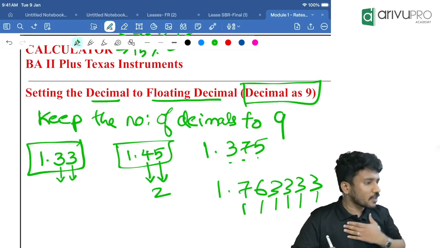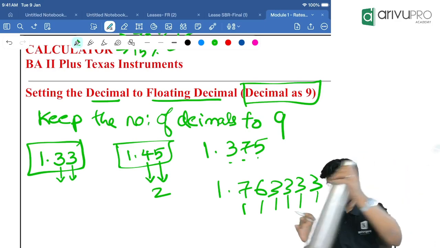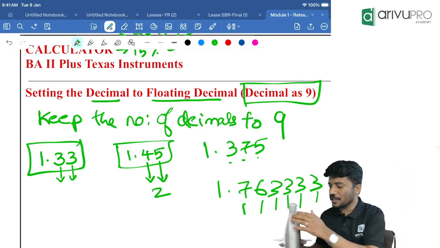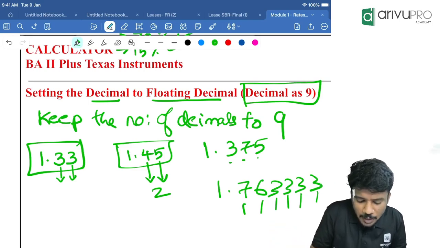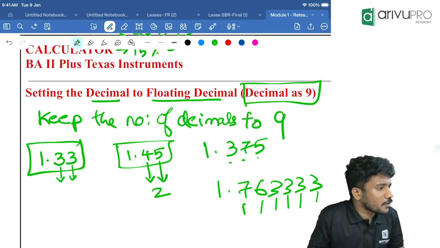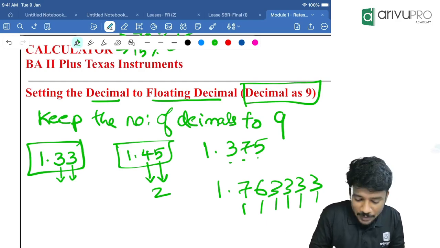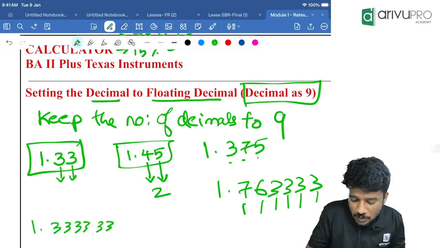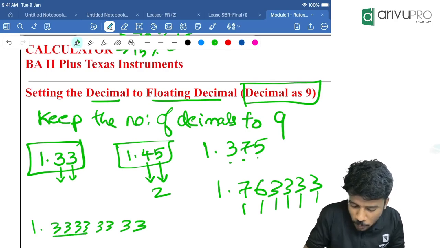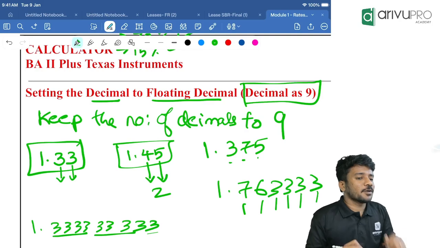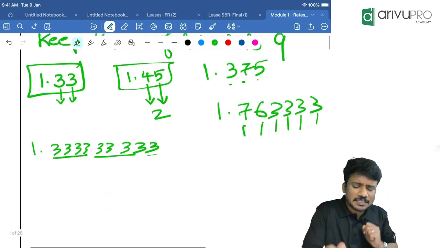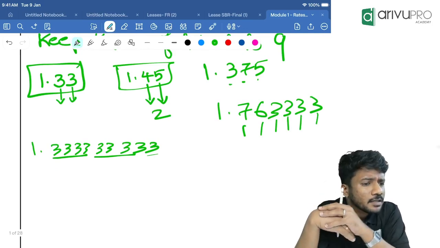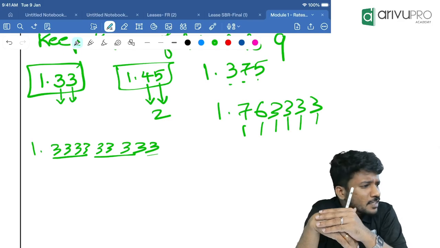But for our calculation in quantitative methods or any calculation in CFA, you will be using the calculator, right? The number of decimal points should be 9. That means it will be like 1.333333333. How many are there? 4, 8, 9. So likewise, 9 decimal points we will always consider. Do you know the reason why we are keeping it to 9?